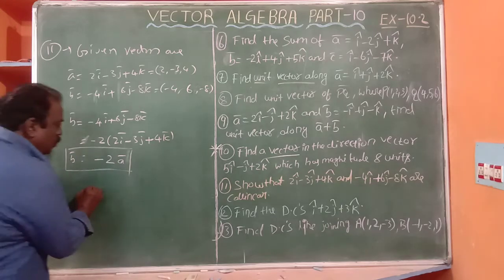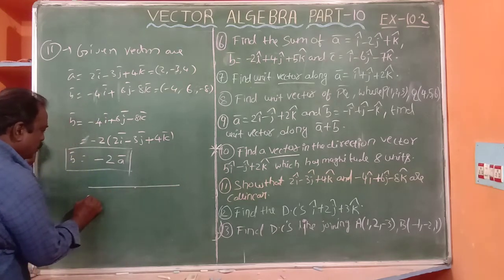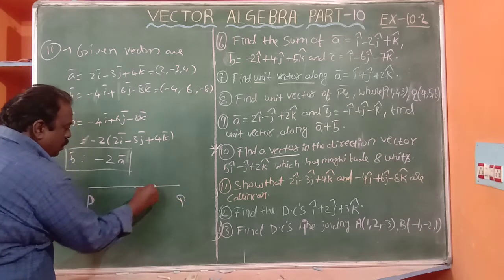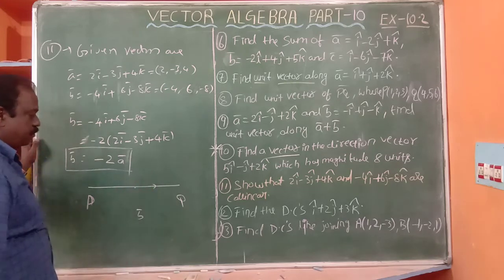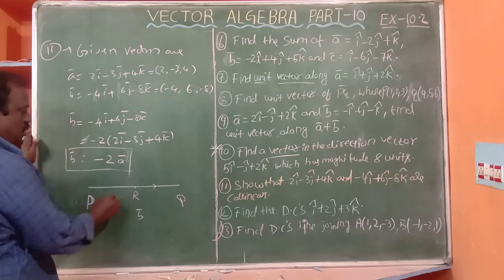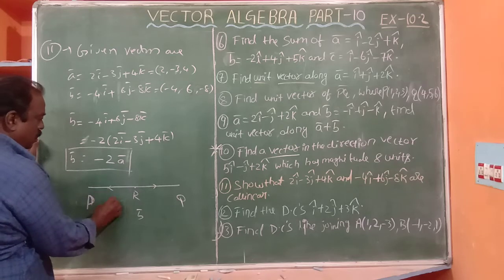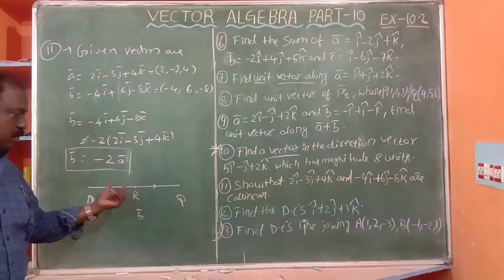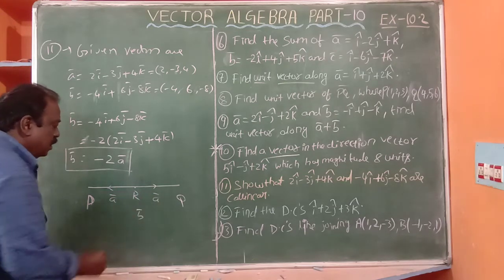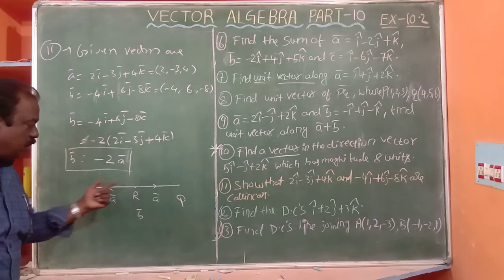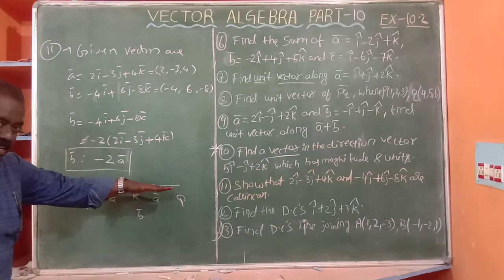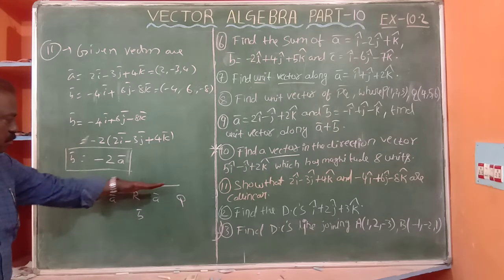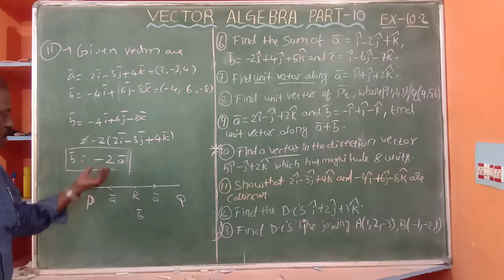You see, this is B bar. Say it is PQ bar, you assume. PQ bar is B bar. Now say there is a point R, and here is A bar. You assume it is a midpoint. Its magnitudes are equal but opposite direction. PQ bar is in the same direction.